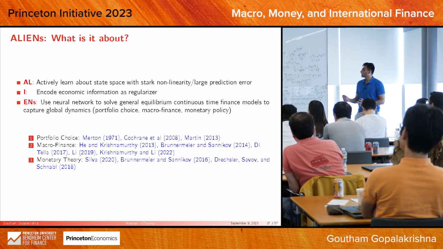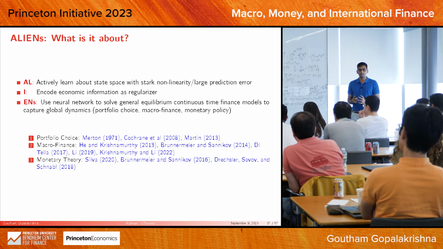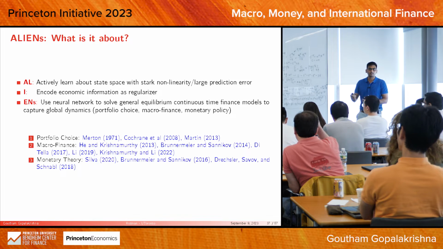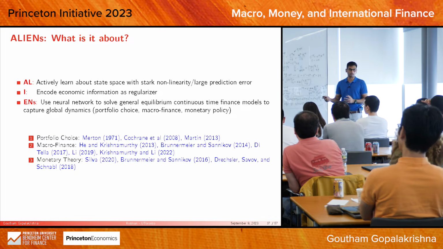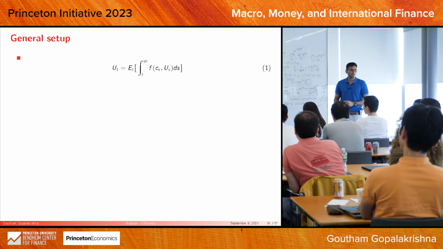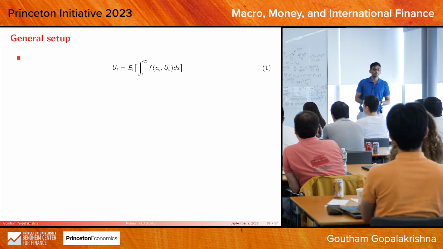It works by encoding economic information as regularizers in the neural networks. And it learns the subdomain of the state space that carries the most economically relevant information, and that's the active learning part of this. Put together, this technology is called ALIENS. Has nothing to do with actual aliens, just an abbreviation. All right, so let's start with the general setup.